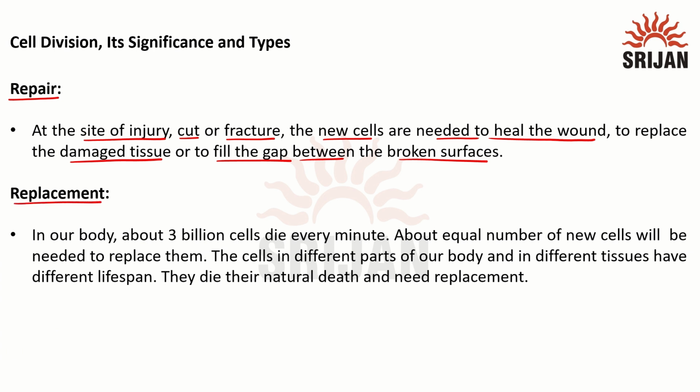Next point is replacement. In our body, about 3 billion cells die every minute. It can be skin cells, liver cells, blood cells, and so on. So about an equal number of new cells should be formed to replace them. Otherwise, the body's functionality will get compromised. The cells in different parts of our body and in different tissues have different lifespans. They die due to natural death and they need to be replaced. So we need cell division for replacement.